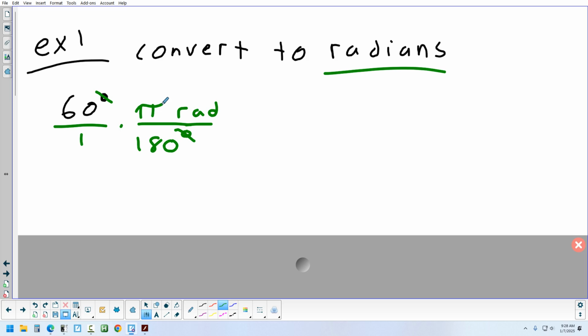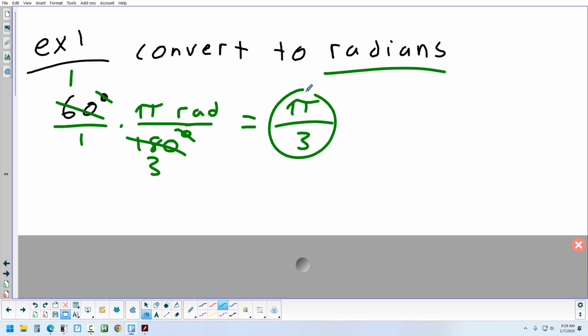Generally, before you multiply, you want to reduce as much as you can. What's the biggest number that goes into 60 and 180? 60. How many times does 60 go into 60? Once. How many times does it go into 180? 3 times. So the answer that we get is 1 times pi, and in the bottom, 1 times 3. That's how you write your final answer.